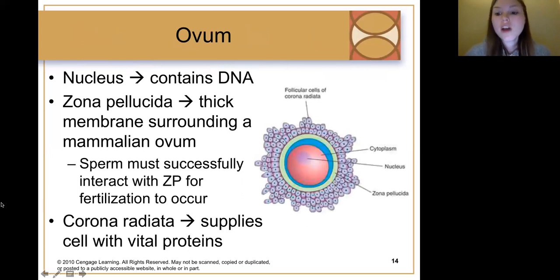So to show you the structure of the ovum and egg, like all cells, you have a nucleus that contains the DNA. That's the little purple circle there in that picture.